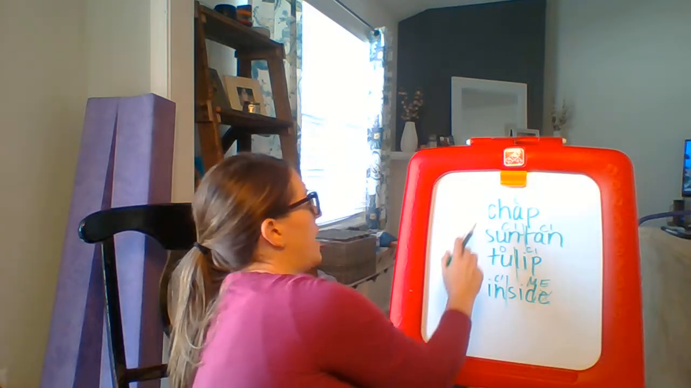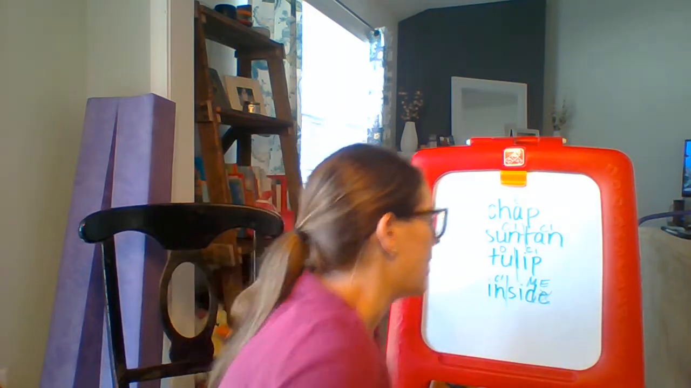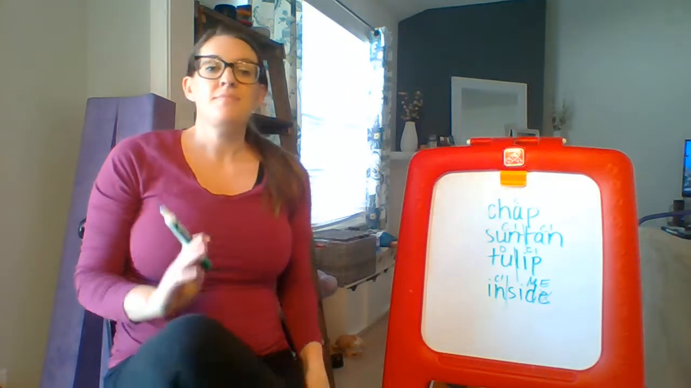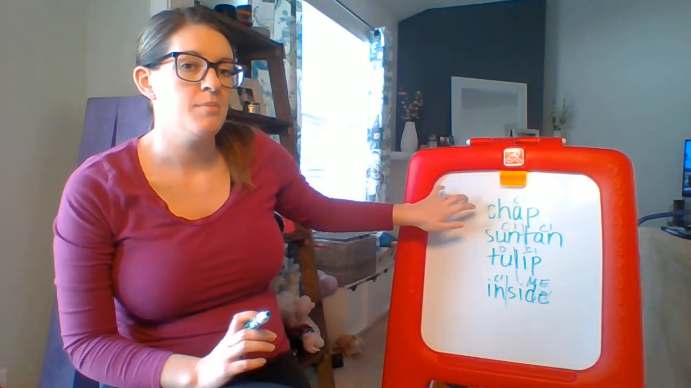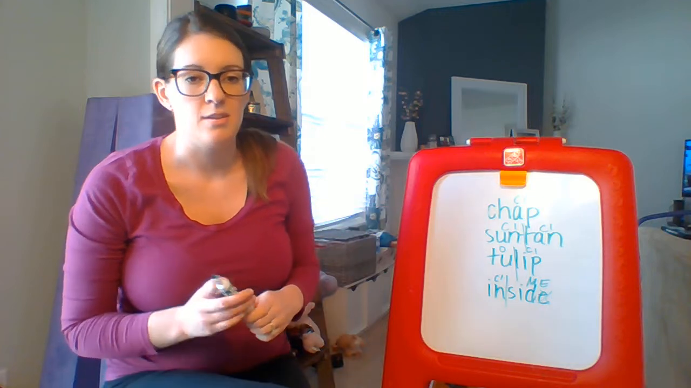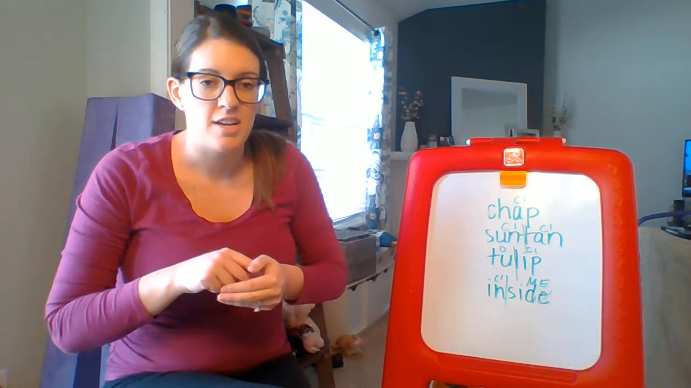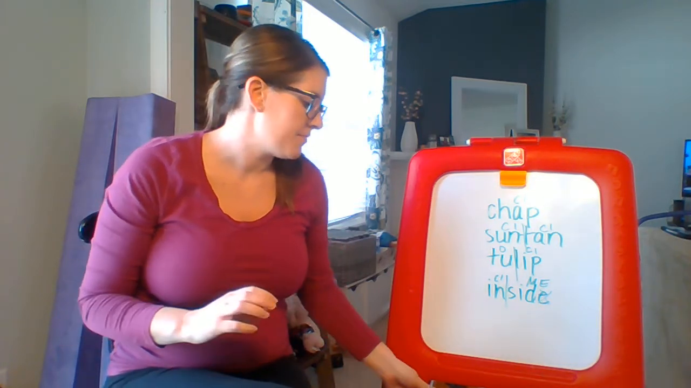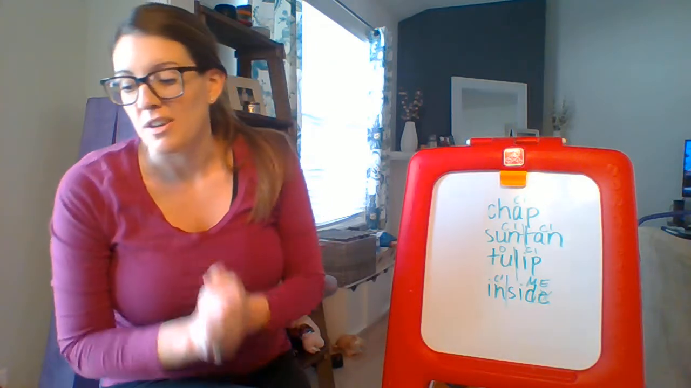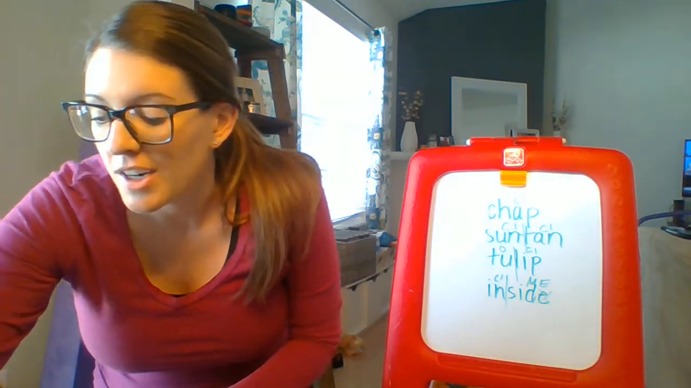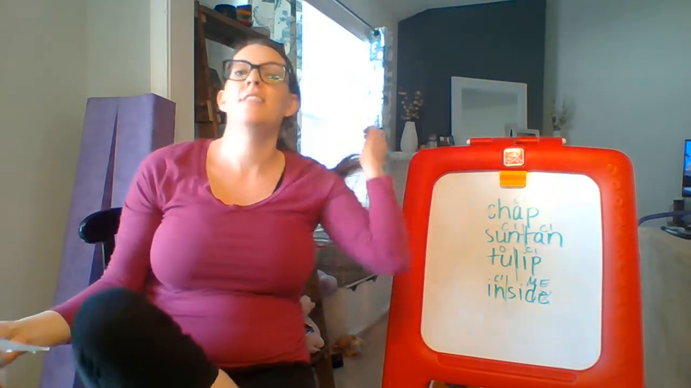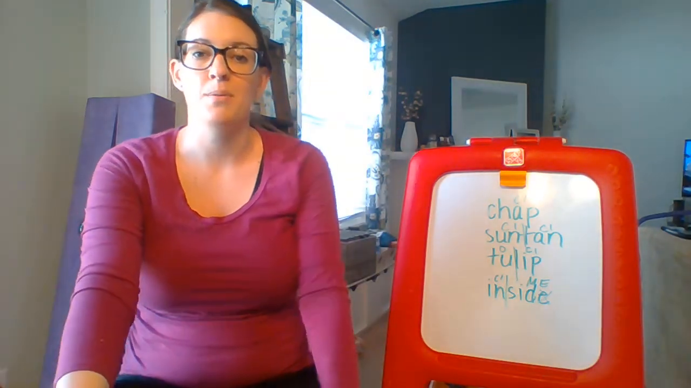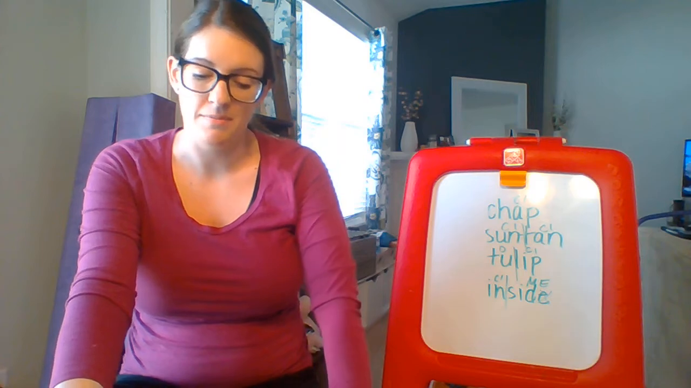So I have chap, suntan, tulip, inside. Now, remember, pound your syllables, go 1 syllable at a time and finger tap, then go to your next syllable. That's a good strategy to use to help you spell words that you don't know. Your words that you're going to do, I'm going to give you 4. You're probably going to have to come back to this video to watch it to remember which words you need to write.